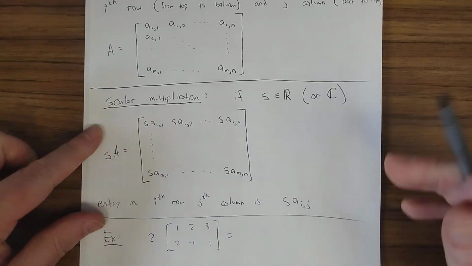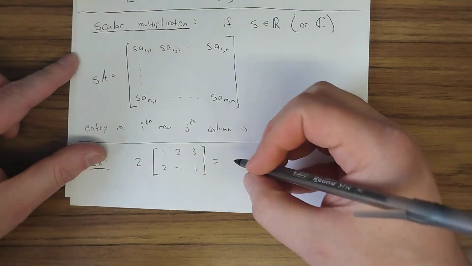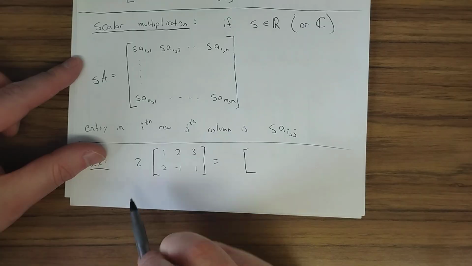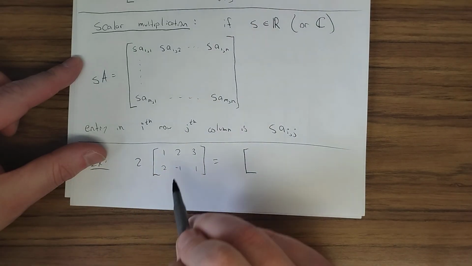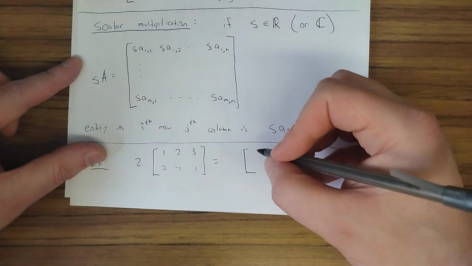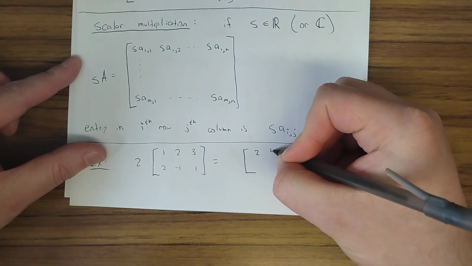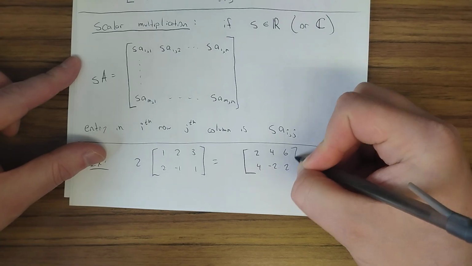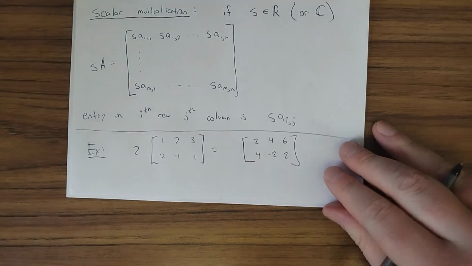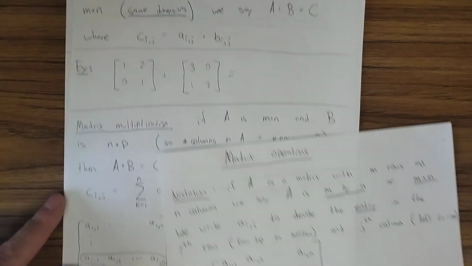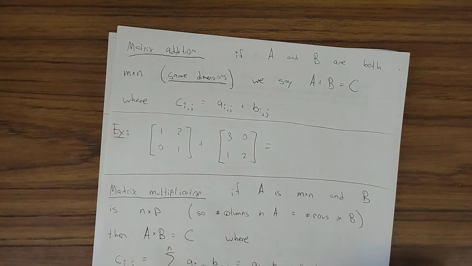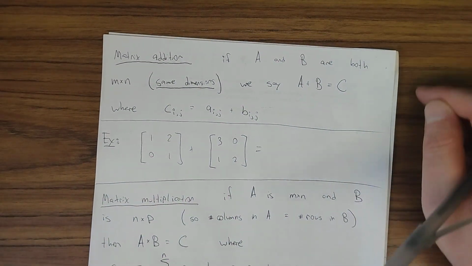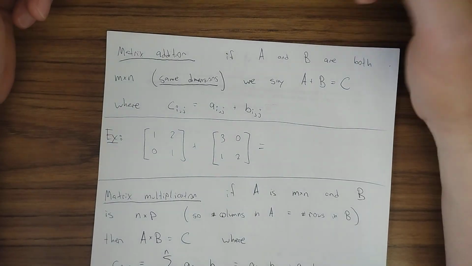So, it's really easy, but let's do an example. Say I've got 2 times this matrix, I'm going to multiply every single entry by 2. It's that easy. Okay, we are going to eventually get to an operation that is not easy, but first here's another one that's easy.